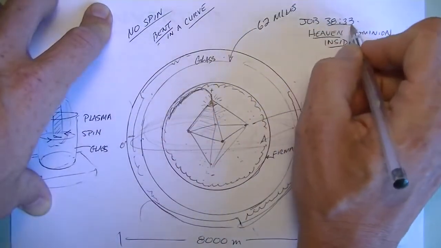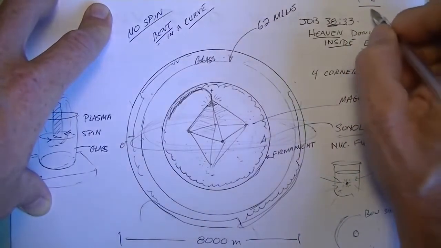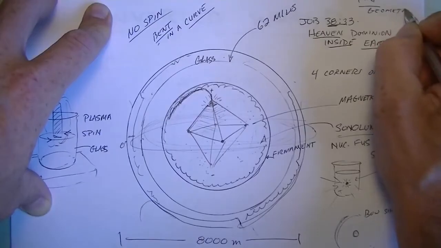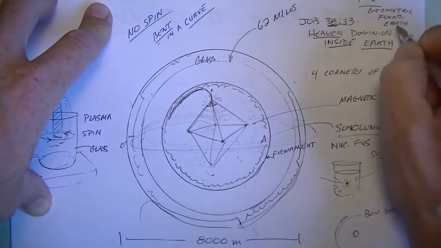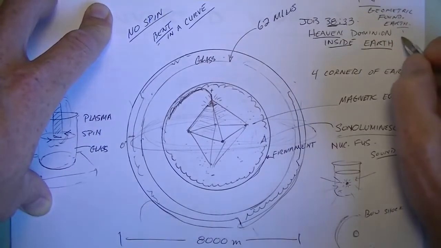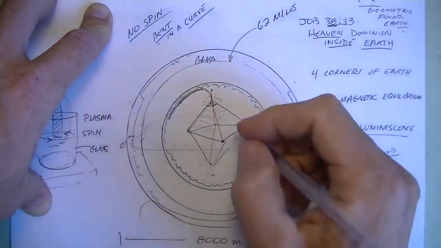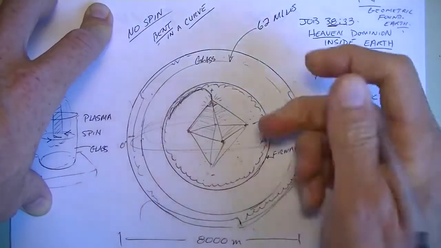Go back to Job chapter 38, verses 1 through 4. It describes a geometric structure when describing the foundations of the earth. And it's also a pyramidal structure because it talks about the cornerstone and it talks about being laid with measures. That's what's going on.